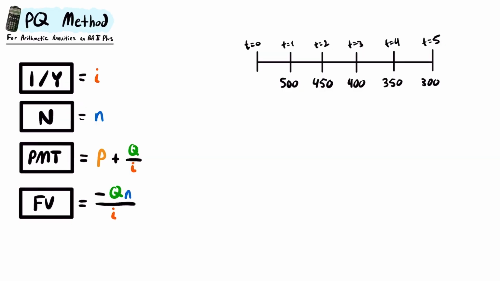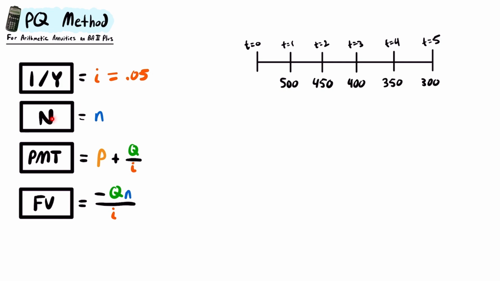And so here's the example. In this case, we have 5 payments. The first payment is $500, and every payment decreases by 50. So we go from $500 to $450 to $400 to $350 to $300. All right, and for this example, we're going to use an interest rate of 0.05 again. So that will be the interest rate.